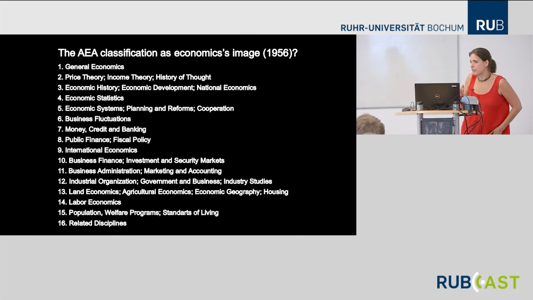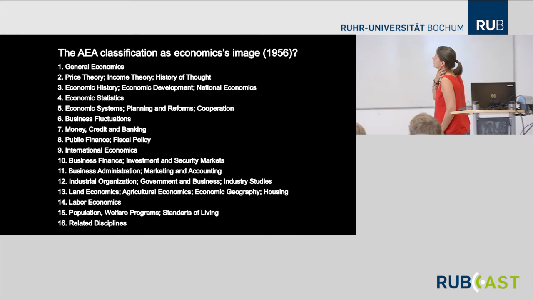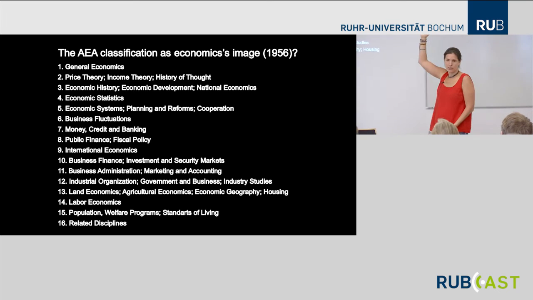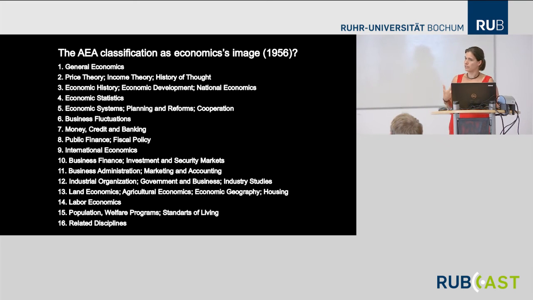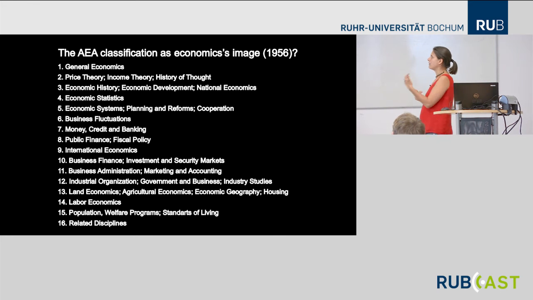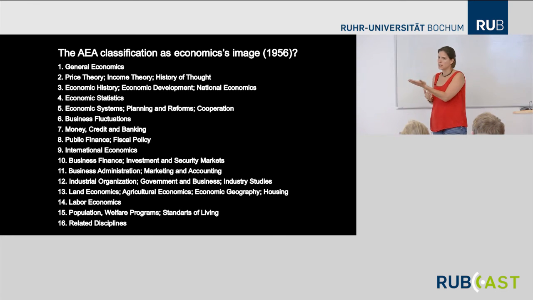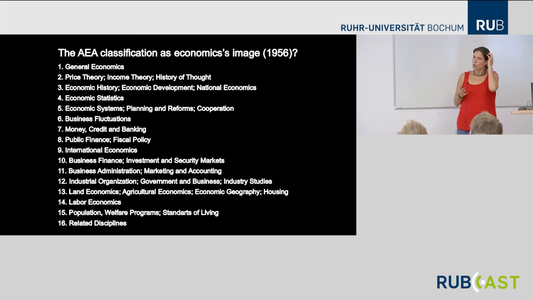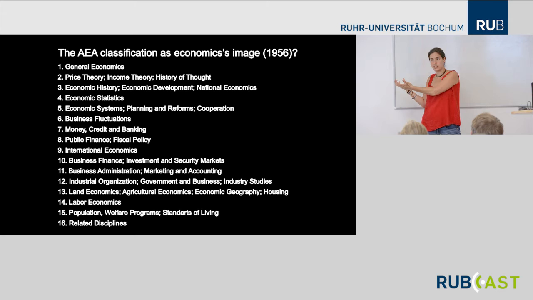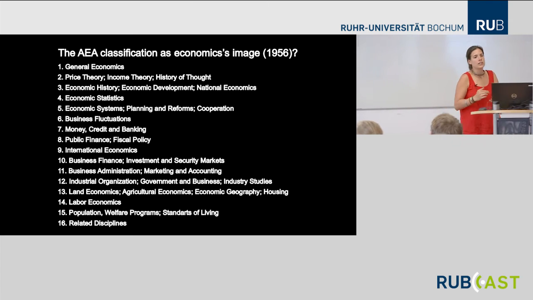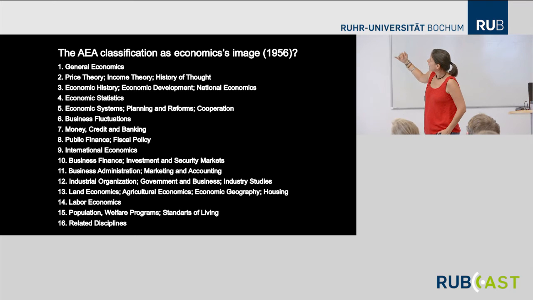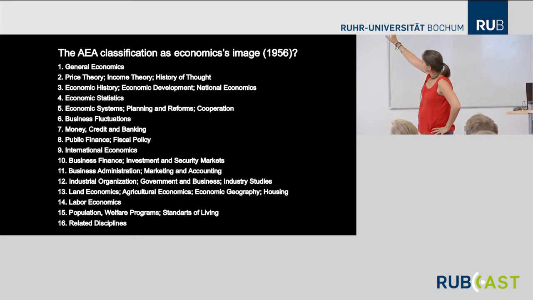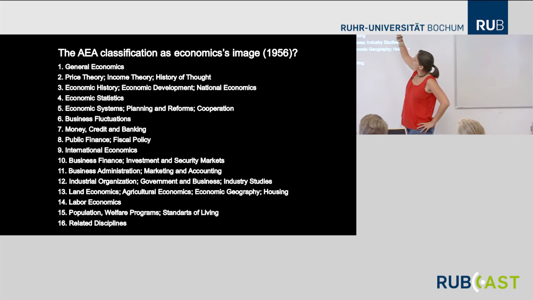So the next revision was in 56. And you see the classification is really growing, okay? So economics is really successful, more successful, and it's really expanding, okay? It is still fighting to be established as a science, as much a science as physics or mathematics or biology, okay? So it's still very much about signaling the scientificity of economics in there, okay? So you get more and more fields in there, okay?